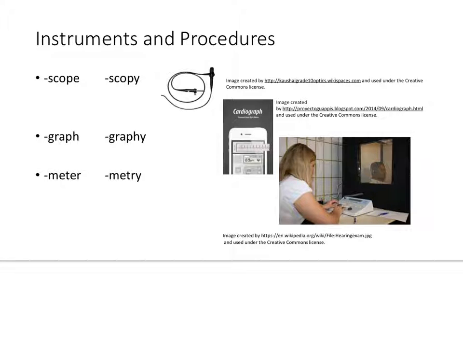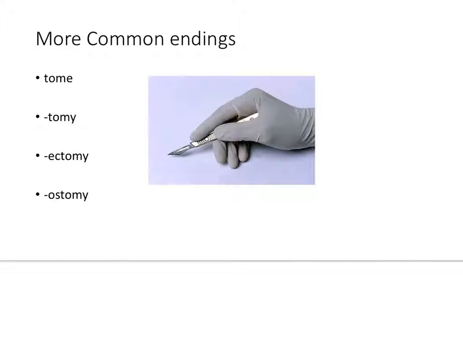So be careful of those, because the ending can make a big difference in what that term actually means. More common endings. Tome is an instrument used to cut. Tomy is to cut into. Ectomy has the EC, which means removal or excision. So ectomy is to cut out something surgically. And ostomy is to create a new surgical opening.